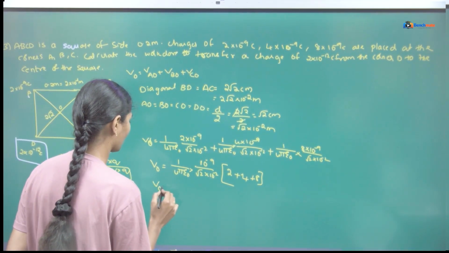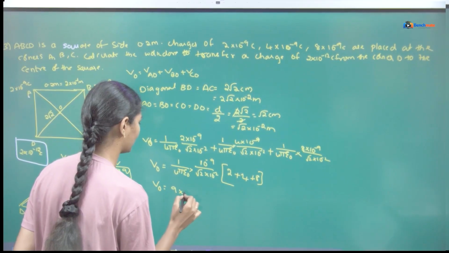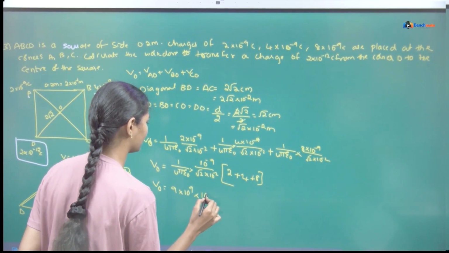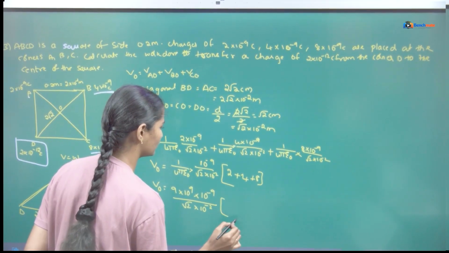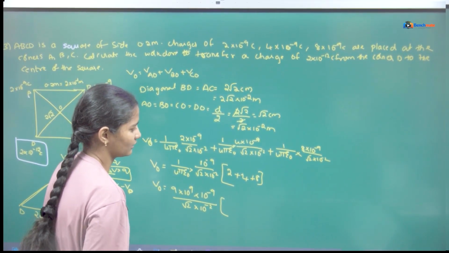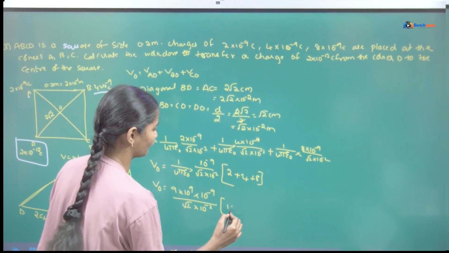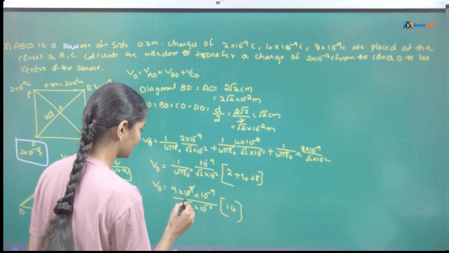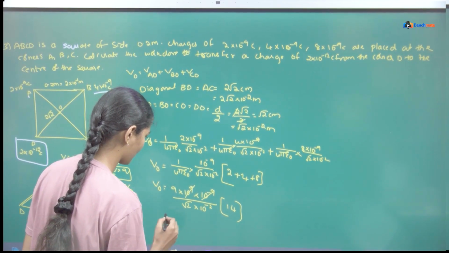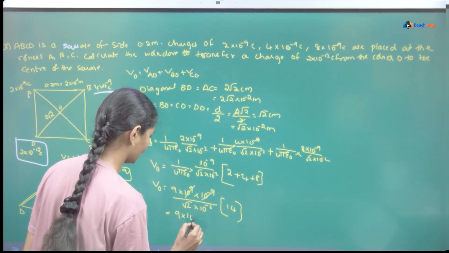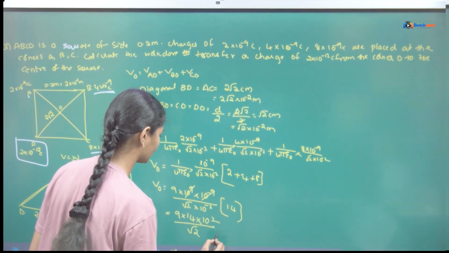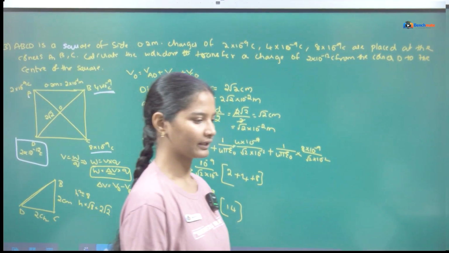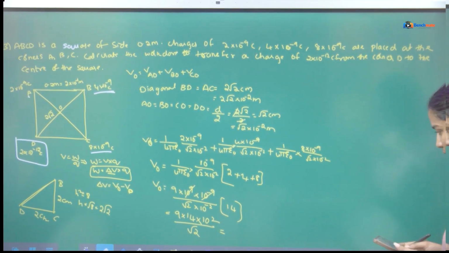Now VO, what is 1 by 4 pi epsilon naught? 9 into 10 power 9, and 10 power minus 9 by root 2 into 10 power minus 2, 4 plus 2, 6, 8 plus 2, 10, 10 plus 4, 14. Then both get cancelled. 9 into 14 into 10 power 2 by root 2. So this value we have to calculate. So 9 into 14, with 10 power 2, is 1400.